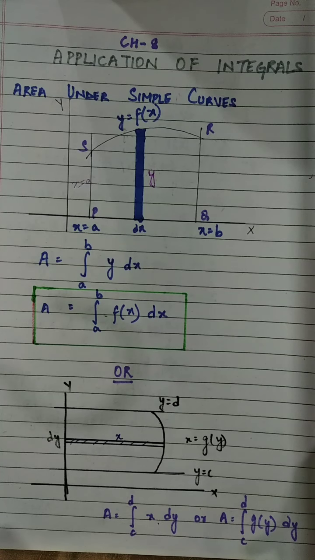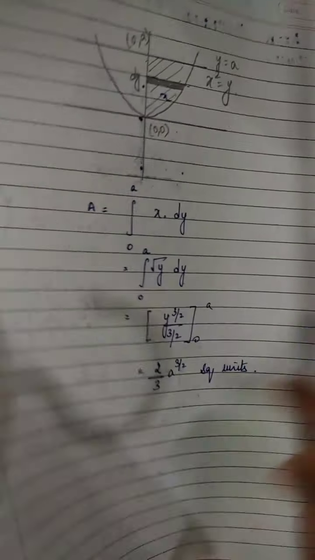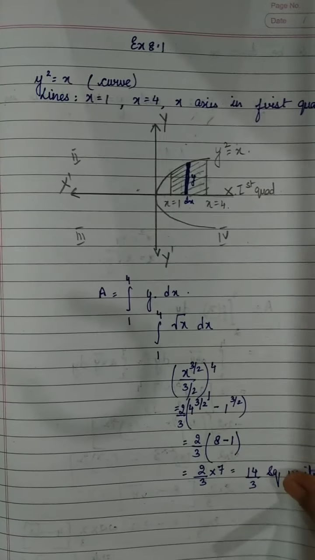Or probably we have to find out the area between a line and a curve, or the area of the overlapping region, right? Or the area of two adjoining curves, right? So we'll be taking up such examples one by one, and it will be more clear once we take up the exercise, right? So we start with exercise 8.1.